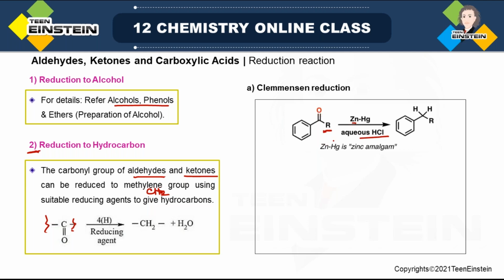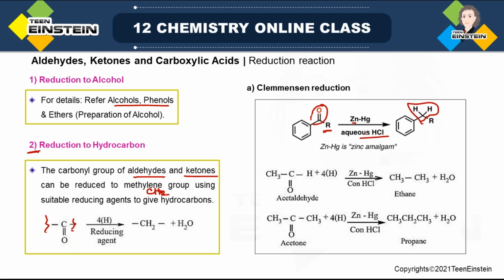Suppose you have taken a molecule where there is some acid sensitive group. Obviously your purpose is only to convert CO to CH2, and the rest of the part you don't want to disturb. But if the rest of the molecule has some acid sensitive group, aqueous HCl, that is acidic condition, we cannot use, because in that case the other parts of the molecule will not remain intact. So you have to keep this fact in mind, whether the substrate you have taken for reduction has any acid sensitive group or not. In that case you cannot use this method. So here the CO group is converted to CH2.